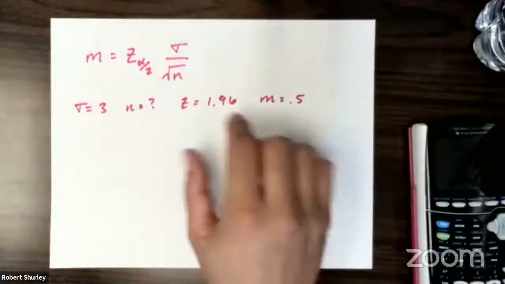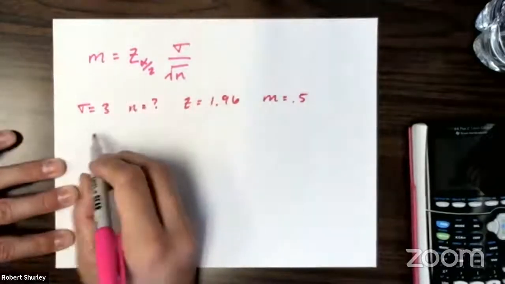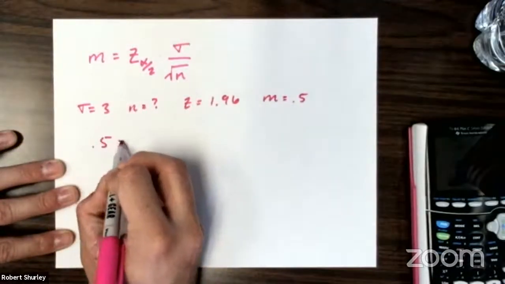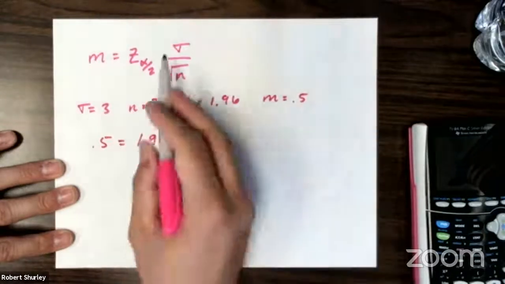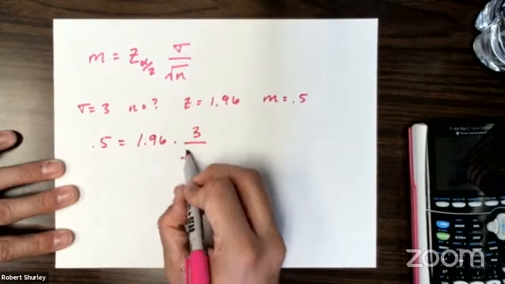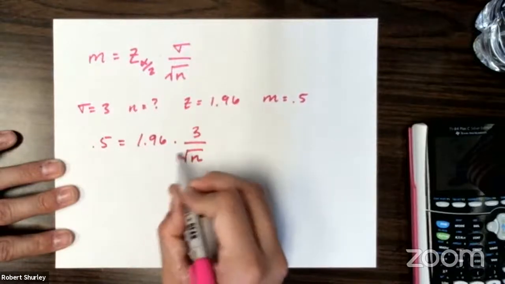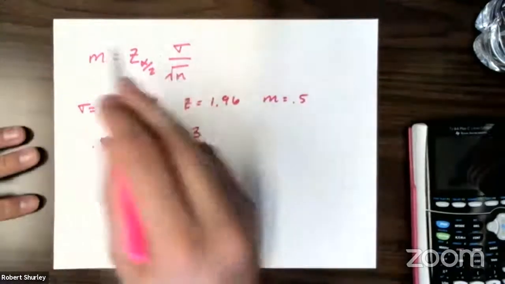I'm going to plug this in and then solve for n. So our margin of error is 0.5. Our z value is 1.96 times our sigma, which is 3, and we want to know what n is. So we're going to dig this out.